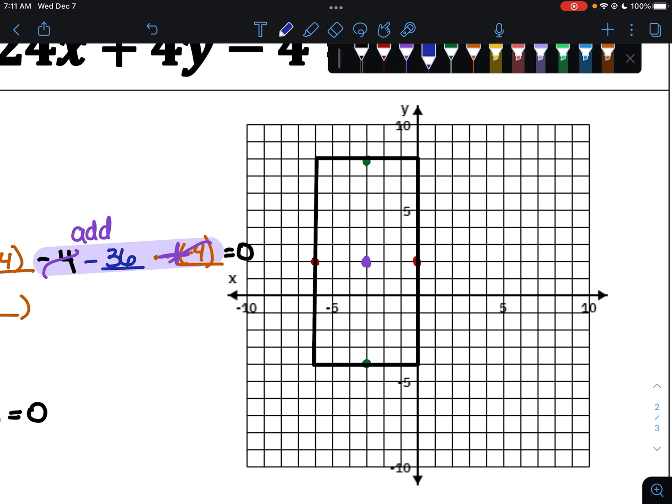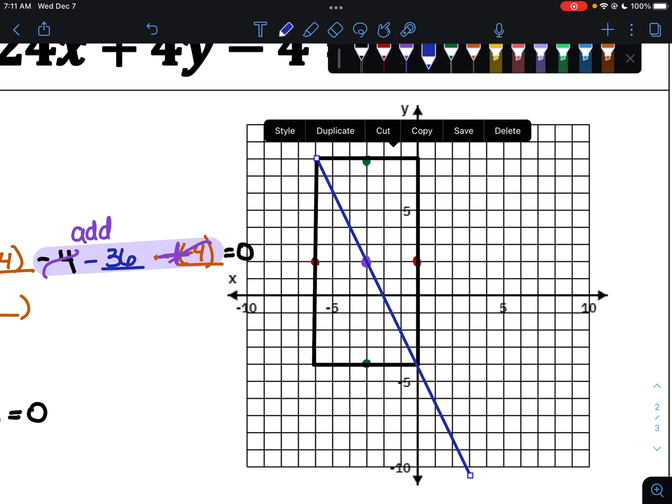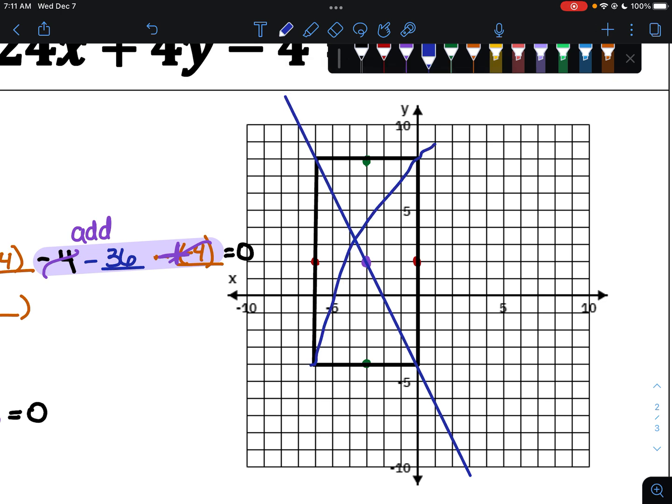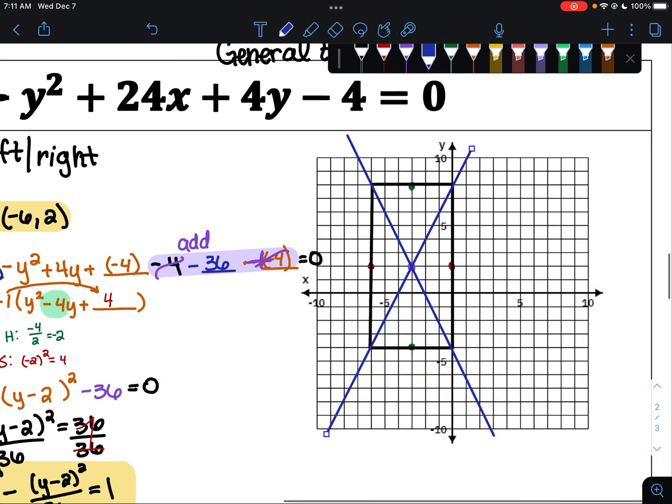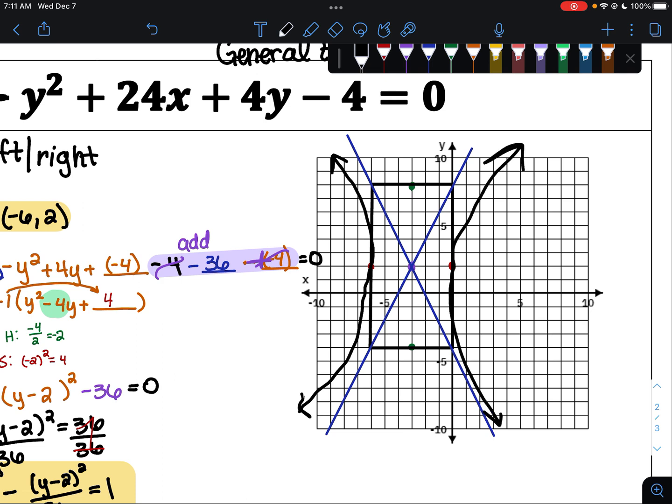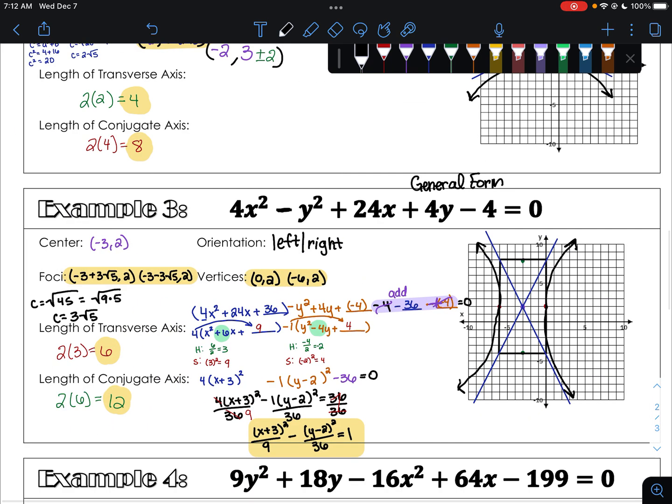Again, I'm not going to make you find the asymptotes, but if I'm helping you graph, might as well graph them and show them in there. Fix this one just a tad bit. There we go. So it is a left-right hyperbola, which is basically two parabolas together. There we go. So it should look something similar to that.